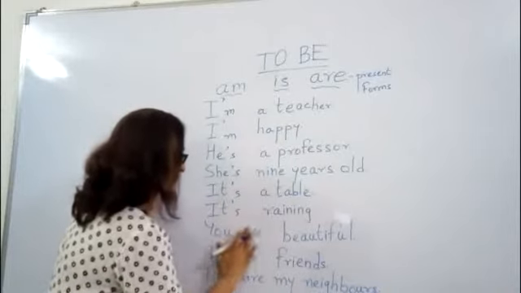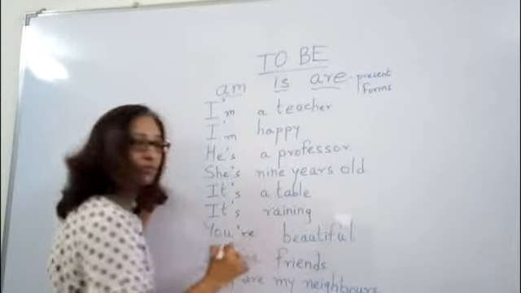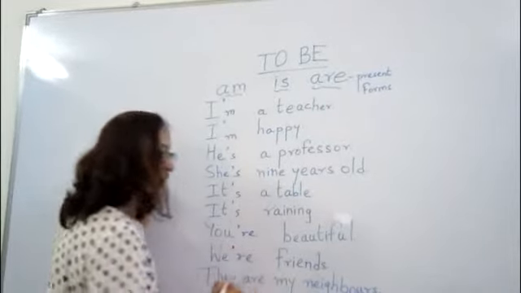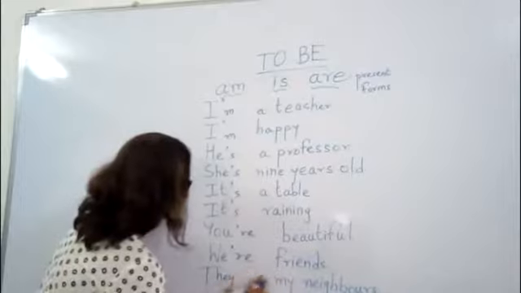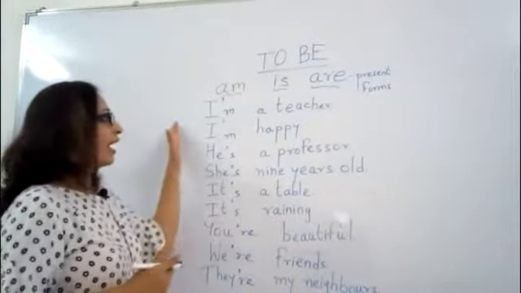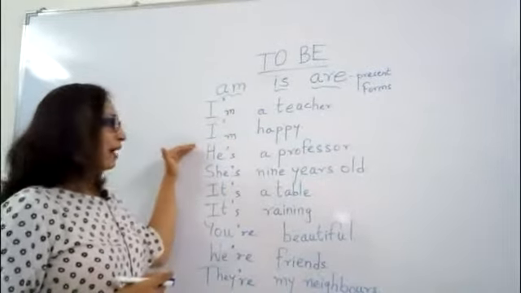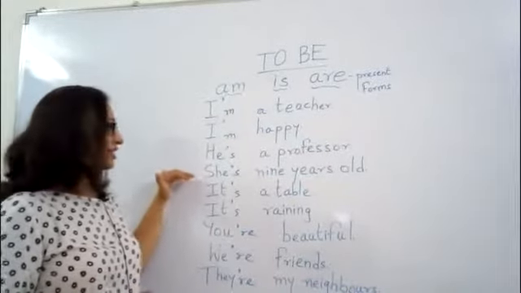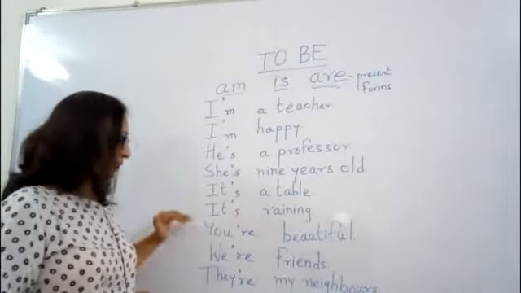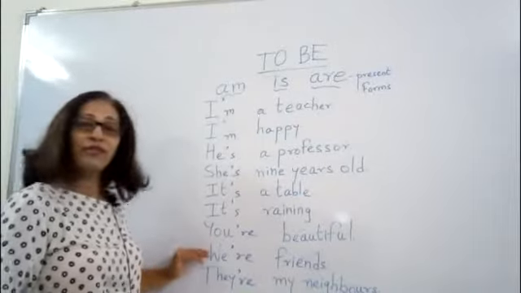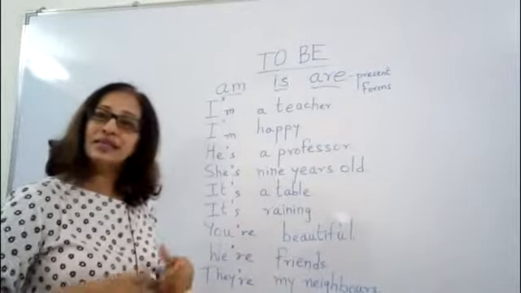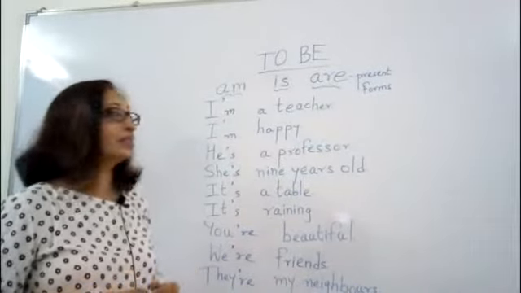It's. You're. We're. They're. Okay, I'm a teacher. I'm happy. He's a professor. She's 9 years old. It's a table. It's raining. You're beautiful. We're friends. They're my neighbors. So this is how we speak in English. We use the contracted forms.